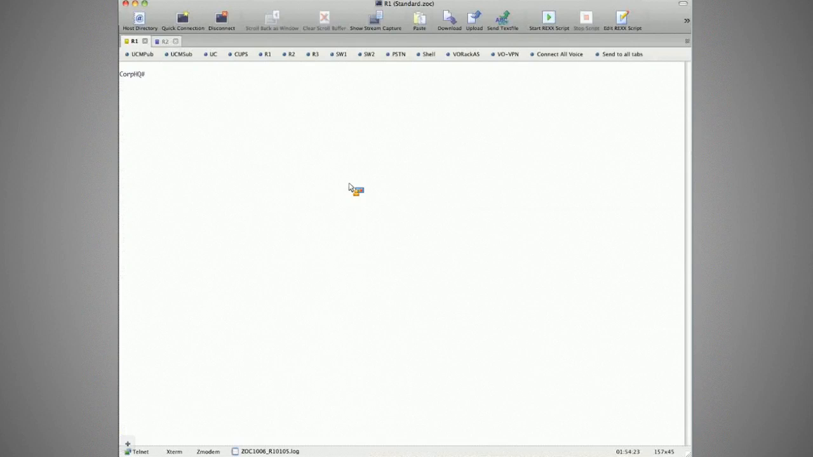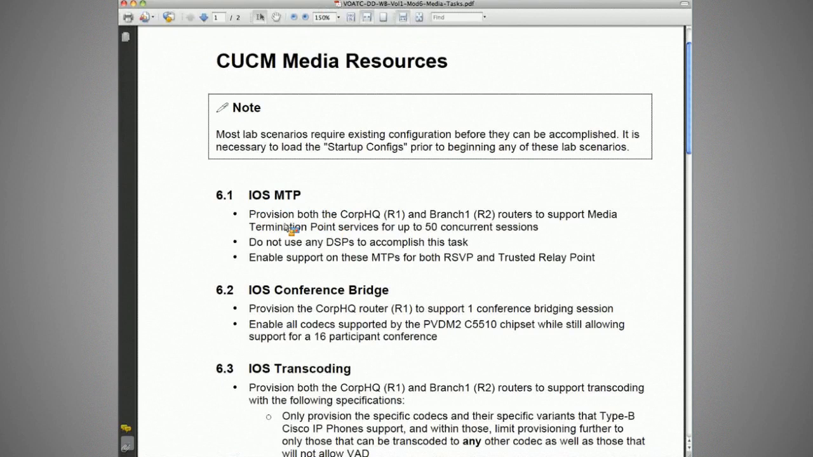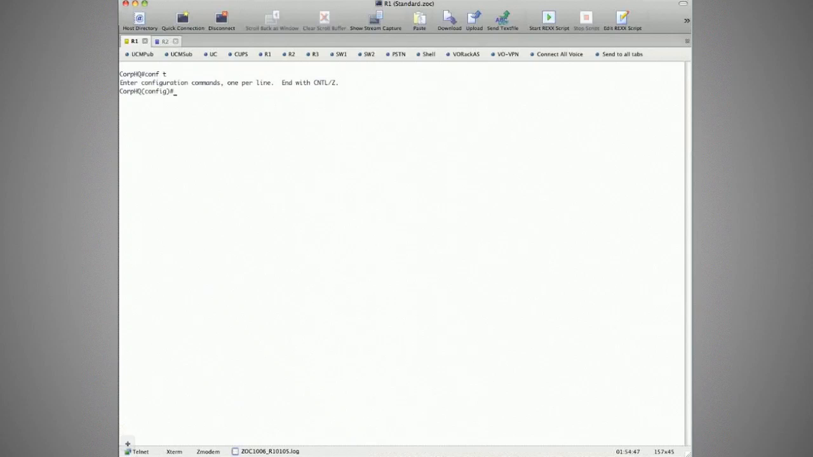So, taking a look at our corporate headquarter router, let's begin by jumping into configuration T. And in order to begin anything related to DSP farm, we did mention that we need DSP services, DSP farm on the voice card, right? But wait a minute. We were instructed not to use any DSPs to accomplish this task. So we don't need to and don't want to do anything with DSP farm or DSP services, DSP farm, anything at all on the voice card interface because we're not using any DSPs.